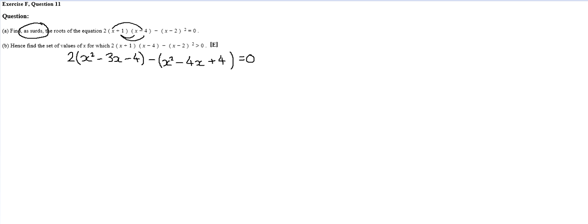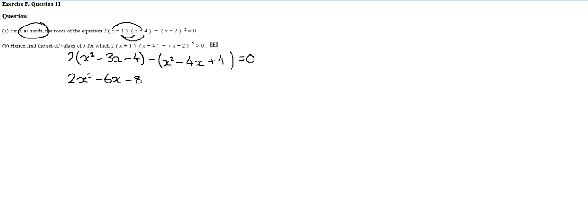Okay, so I multiply this bracket by 2. You can see only 2 is affecting this bracket. Some people, for some reason, times this one by 2. That doesn't make any sense. So 2x squared minus 6x minus 8.